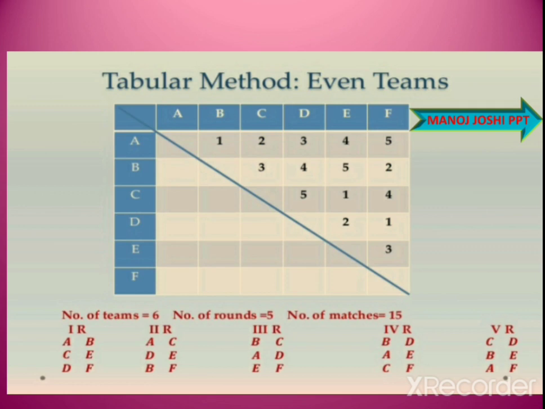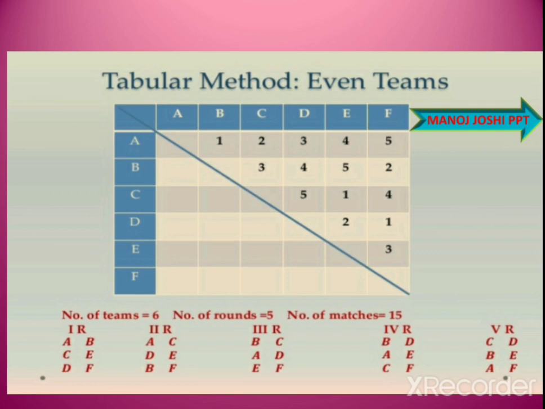So for the second round matches, wherever 2 is coming, this box is common for A and C. That's why the first match is A versus C. The second 2 is coming here. This 2 is common for D and E. So the second match is D versus E.